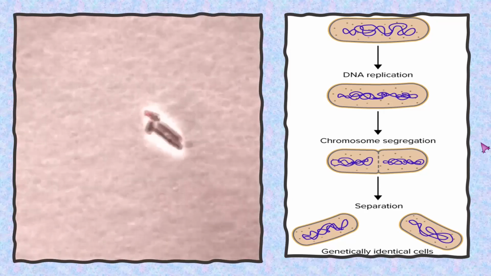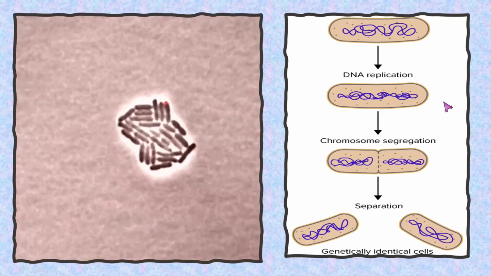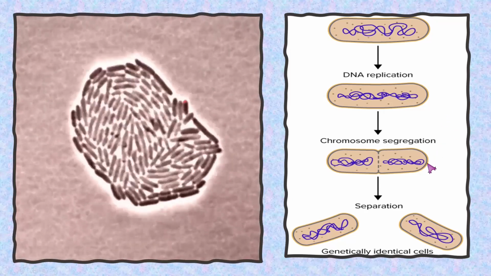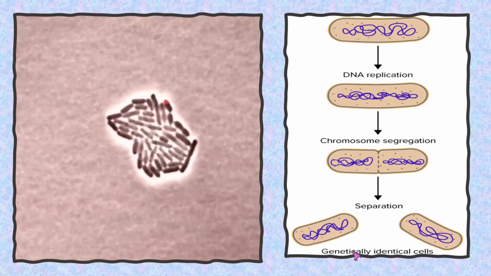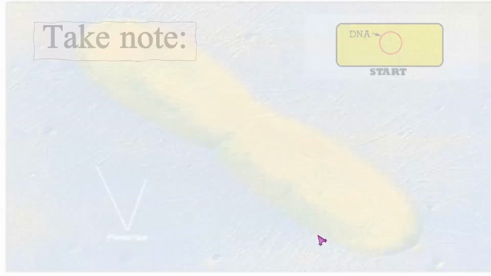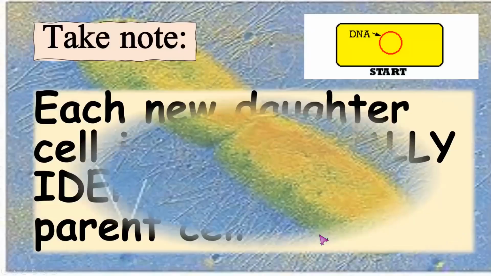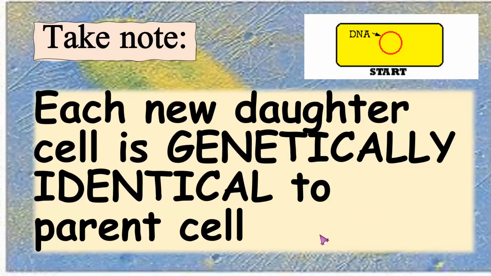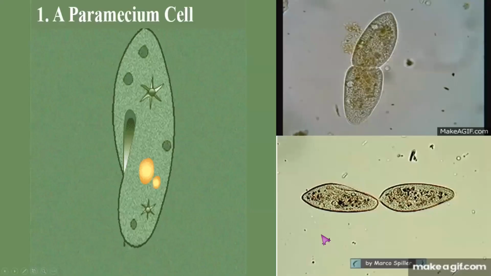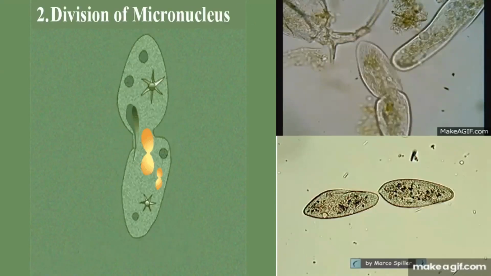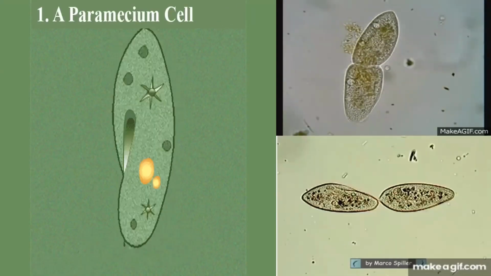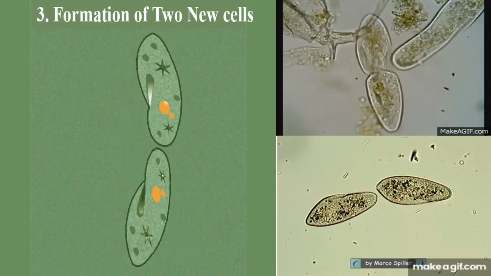So then again, they undergo DNA replication, followed by chromosome segregation, and during the separation, they produce genetically identical cells. And take note about this, each new daughter cell is genetically identical to the parent cell. And I want you to look at this animation showing how they reproduce their cell.